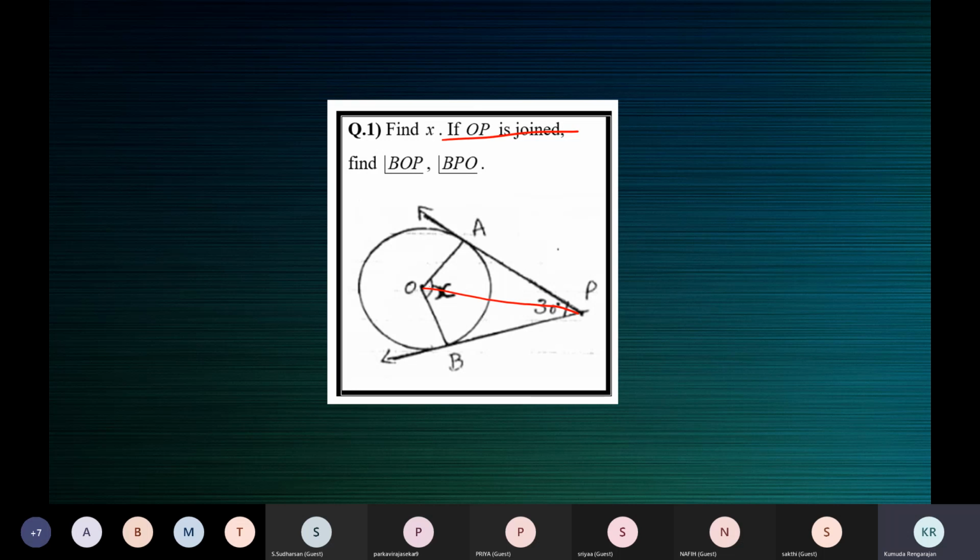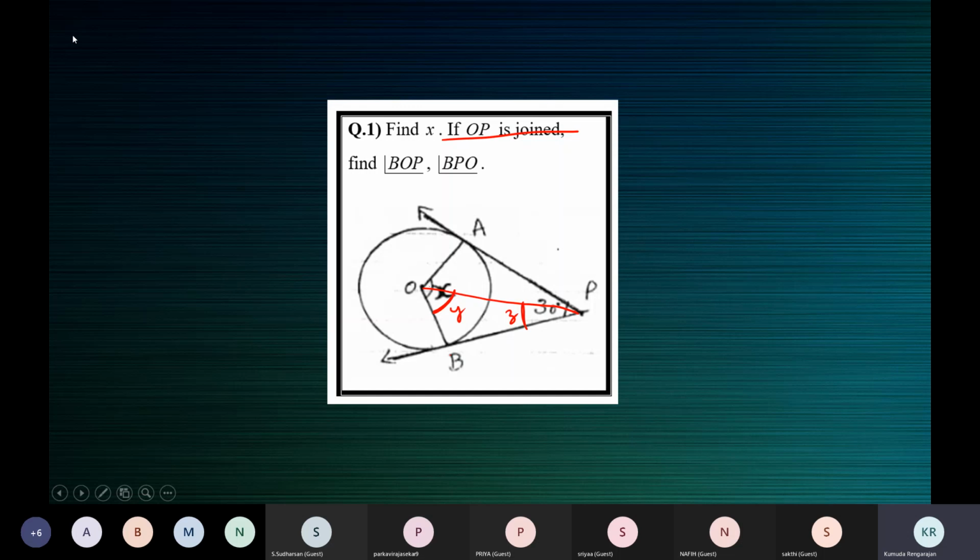Now find angle BOP. BOP, children, this angle, BOP. And angle BPO, this one. Now quickly tell me, who can tell me? Let me call it Y and Z. What's the measure of Y? 75 degrees. Very good. What's the measure of Z? 15 degrees.